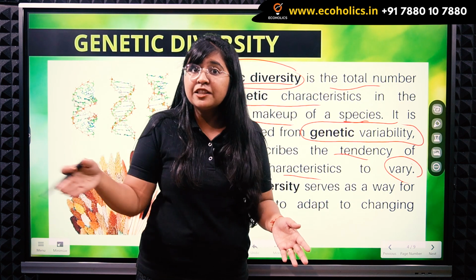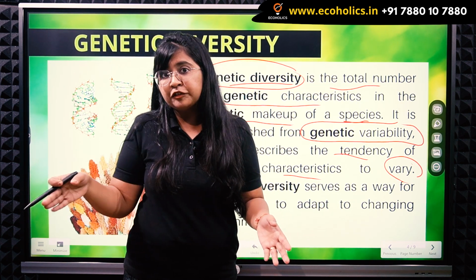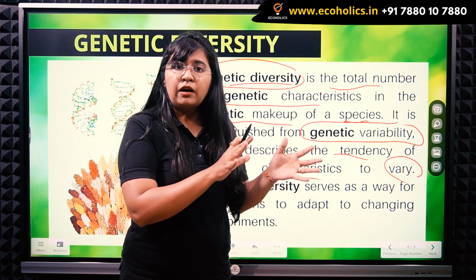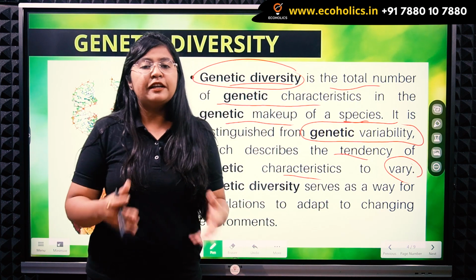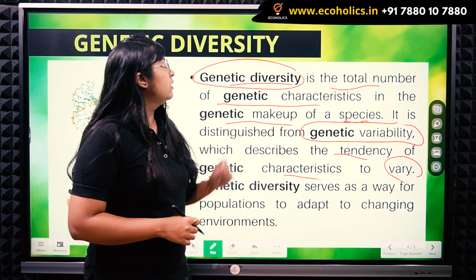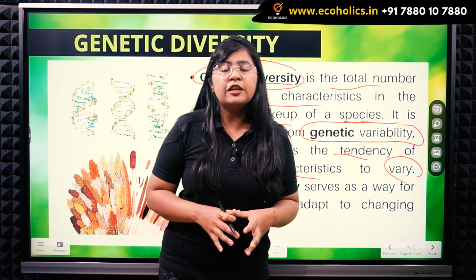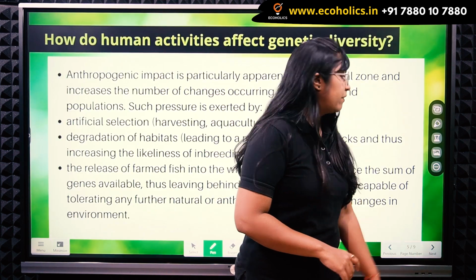So the variation that you see in different offspring from the same mother and father would also definitely be part of genetic variability. So genetic diversity and genetic variability is the first part of your level of biodiversity.